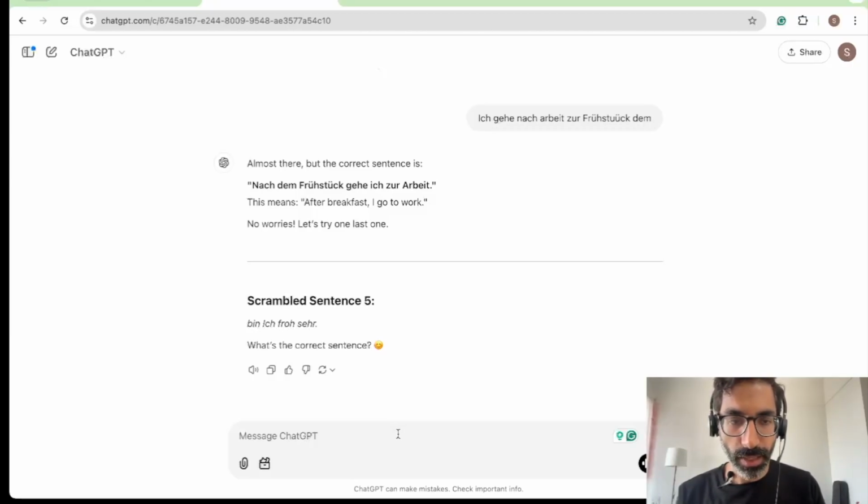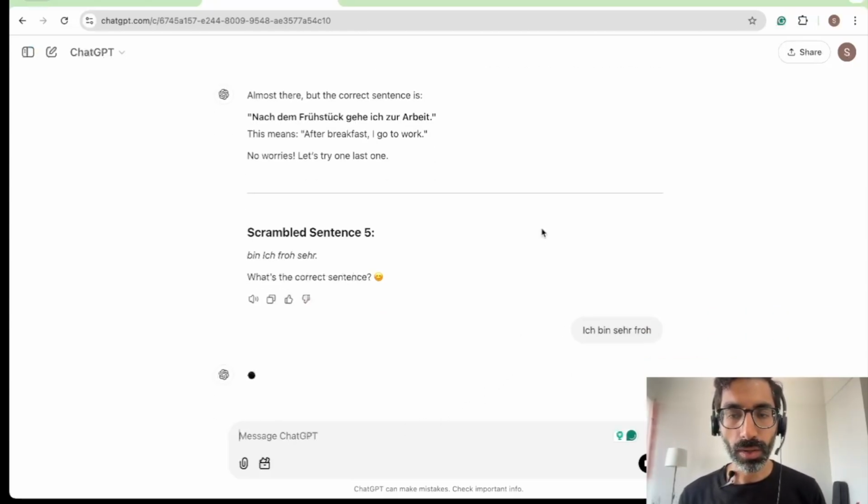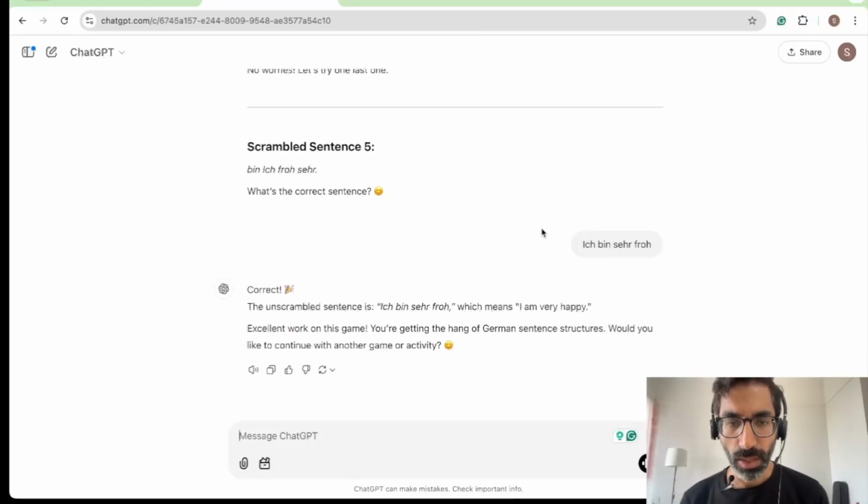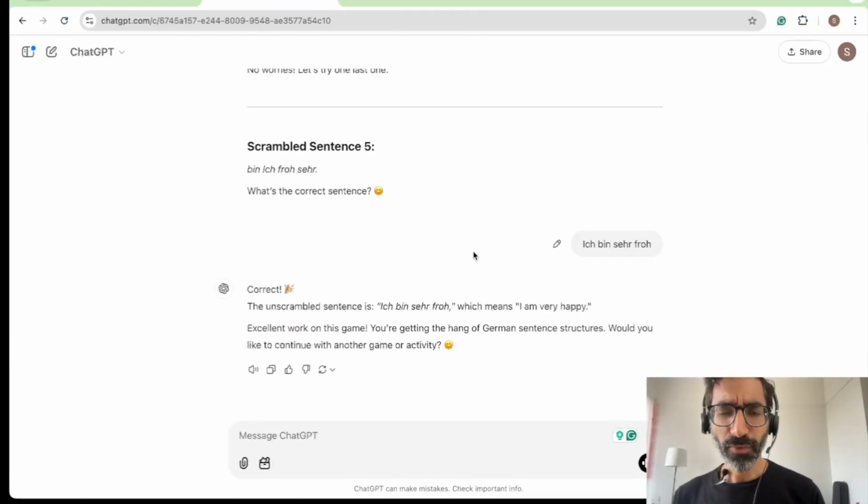So let's try the last one because I had asked ChatGPT to come up with 5 sentences. Let's see if this is the correct order of words and if this sentence makes sense. It's correct. Okay, so pretty straightforward activity where we got some scrambled sentences and we had to restructure them and form the right kind of sentences in the right order. So it's a good start.